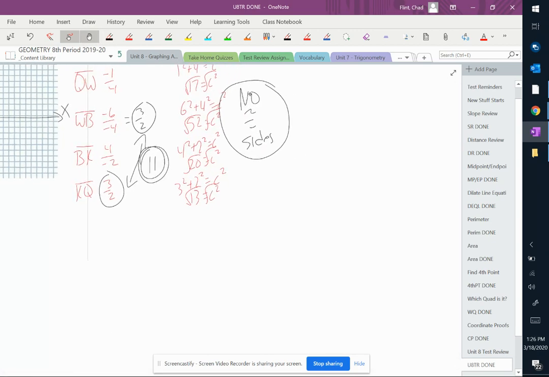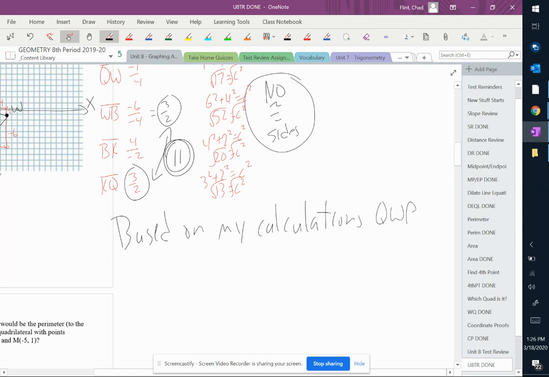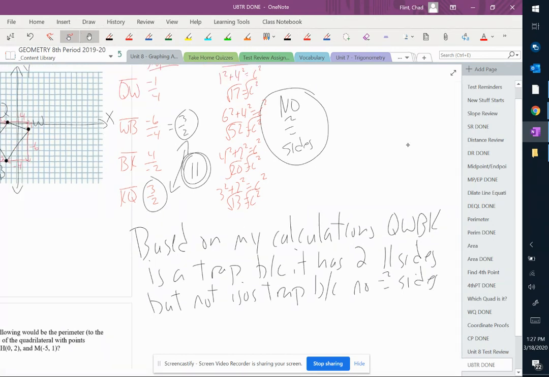So now we can write our statement that says, based on my calculations, QWEK is a trapezoid because it has two parallel sides, but not an isosceles trapezoid because there's no congruent sides. Okay, so we want all that stuff to be there.